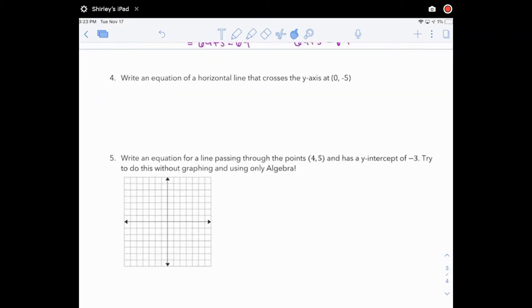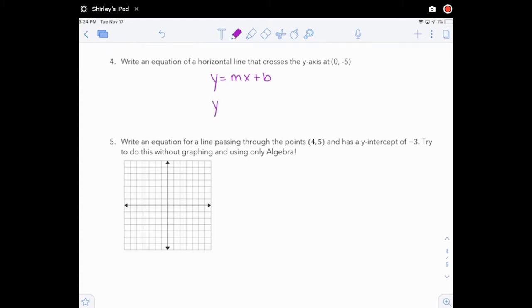Number 4 says write an equation of a horizontal line that crosses the y-axis at -5. So y equals mx plus b. If we're horizontal, it means my x term always cancels out because my slope is always 0. So if my slope is 0 here, that's going to completely go away, and I just have y equal to whatever my y-intercept is. This is my y-intercept, right, because x is 0. So y equals -5.